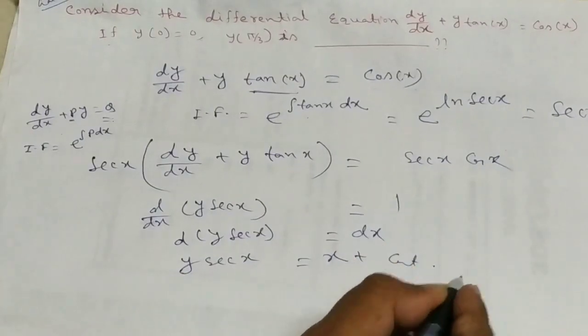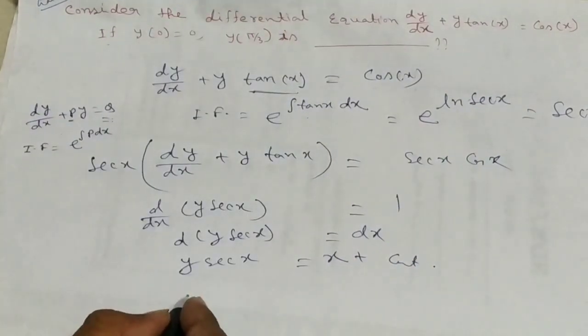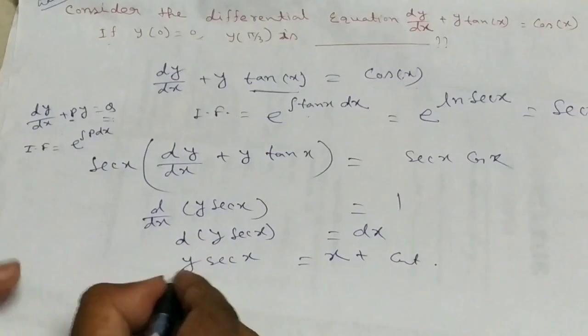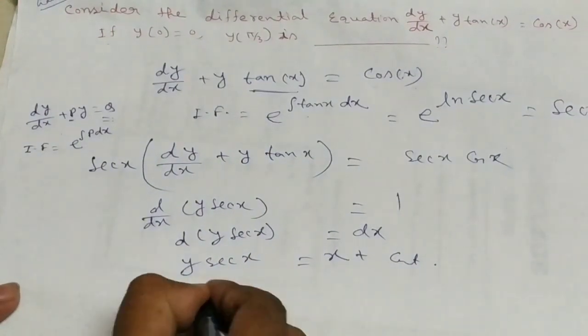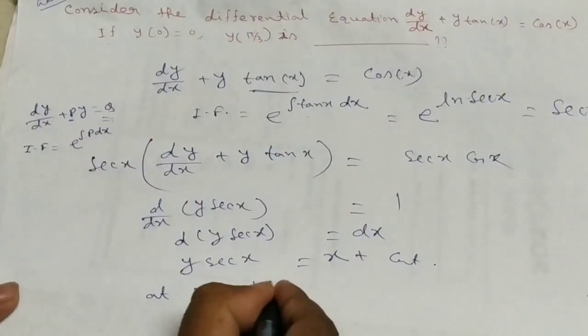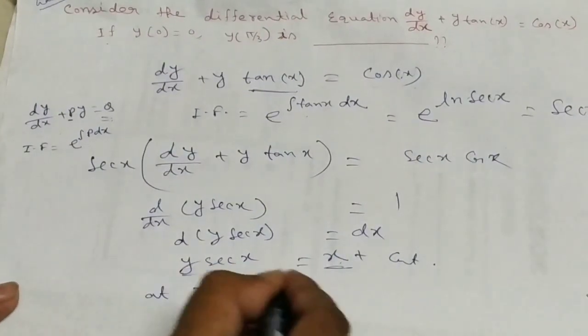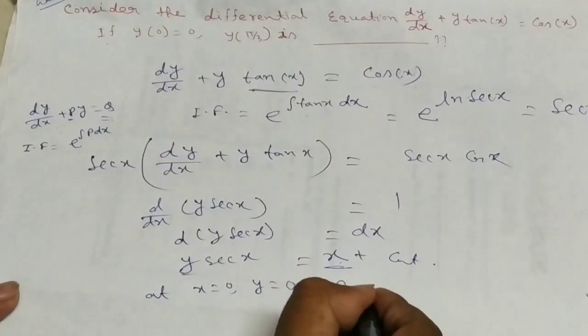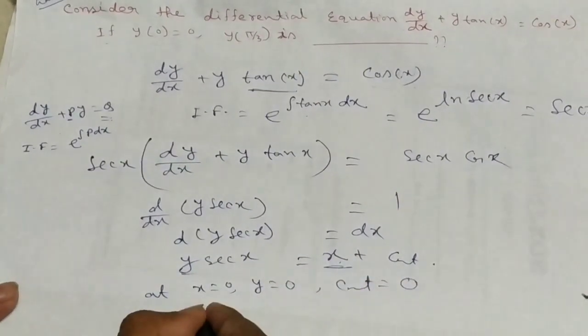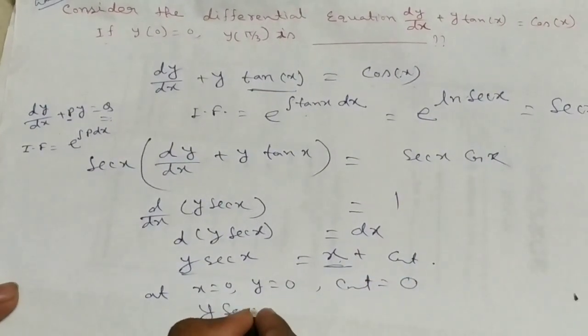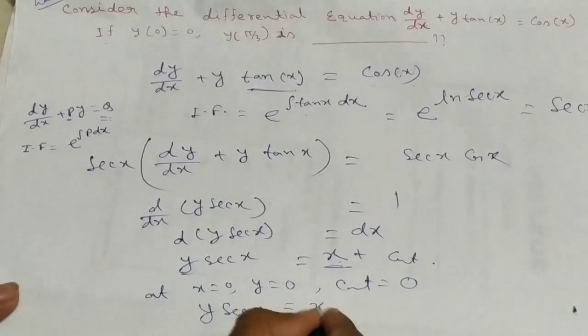Now the boundary condition is given, y(0) equals 0. That means at x equal to 0, y is equal to 0. So the constant equals 0. So y sec x equals x.